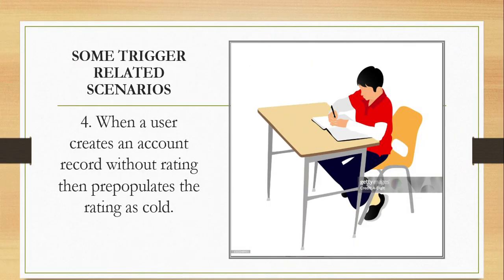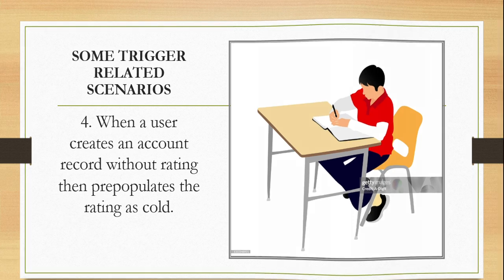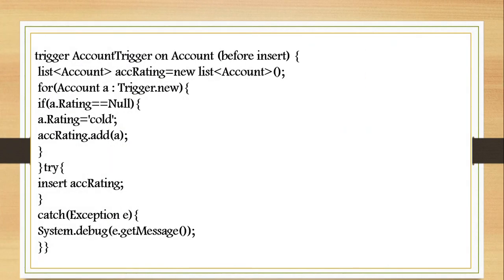Coming to the next slide: when a user creates an account record without a rating, then pre-populate the rating as Cold. When a user tries to create an account and the rating is blank, it automatically updates the rating as Cold. So we use the before insert event, we query the list of records, and we try to insert the account rating as Cold.